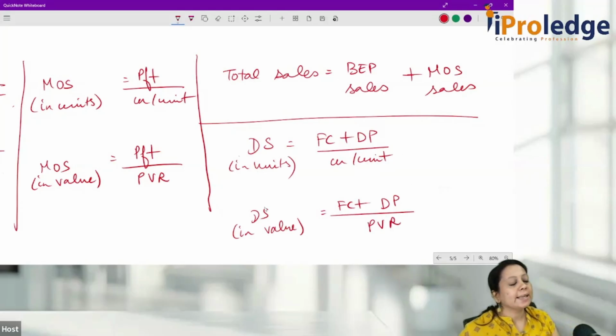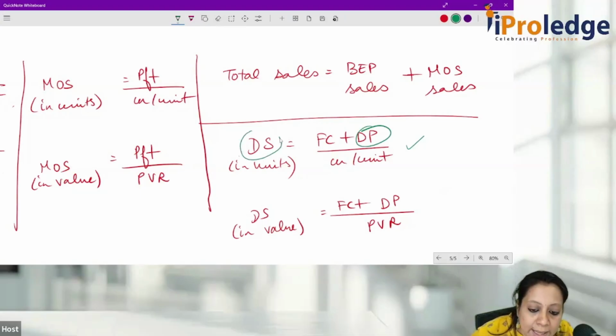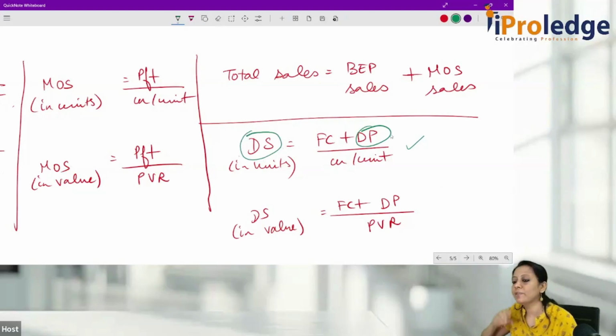So, ma'am, what is this desired sales and what is this desired profit? Suppose they give in the question, this much is the profit that I need. If they have given the profit that is required in the question, please use this formula. Same way, if they have given this is the sales that I need, how much profit I should make, then also you can use this formula. So whenever the question says this is the profit I want or this is the sales I want, you can go ahead and use these formulas based on whether they have asked in units or in value. Whenever in confusion, you can do both. But mostly the question may be specific. Okay, sure. So these are the formulas that you need to really note down.